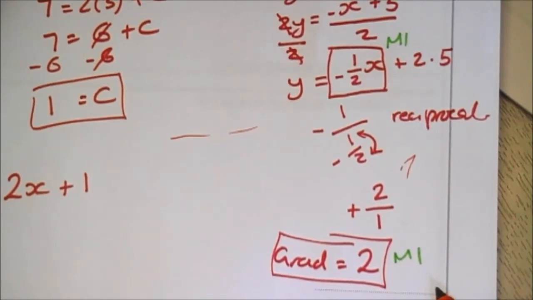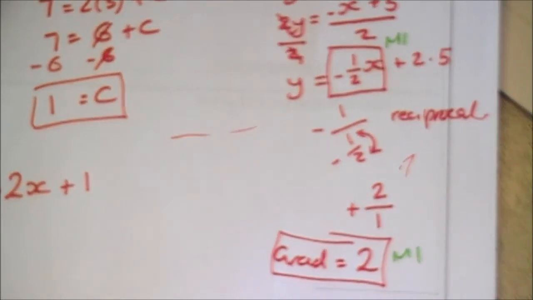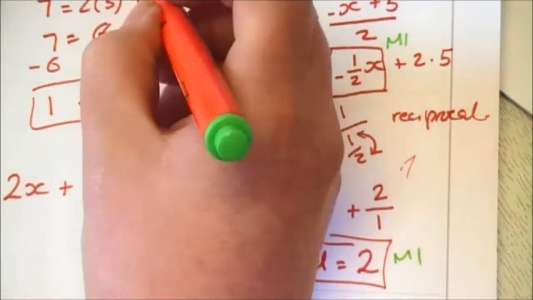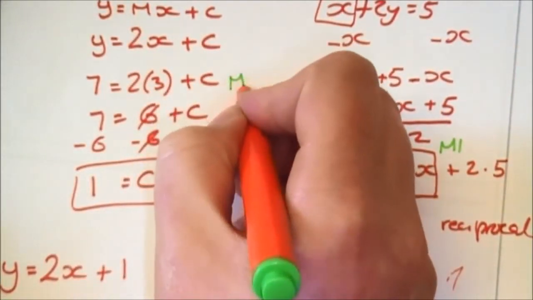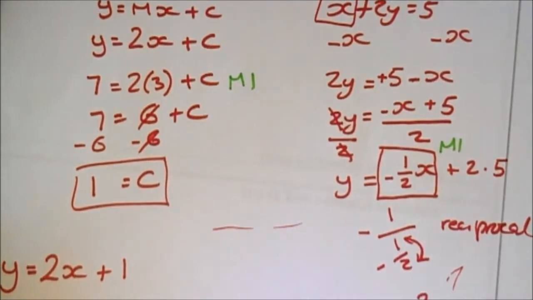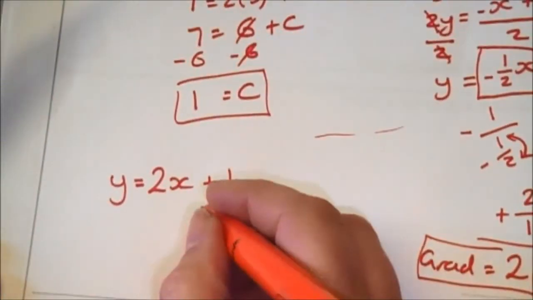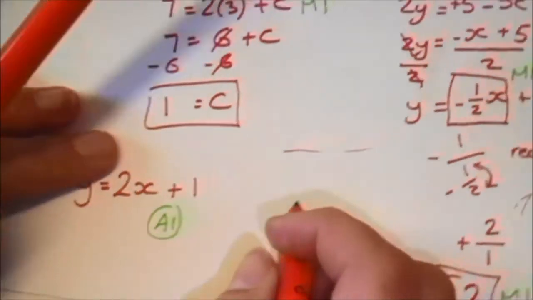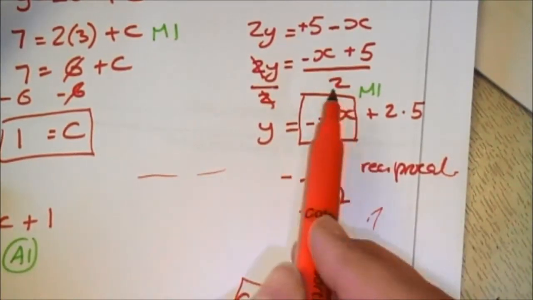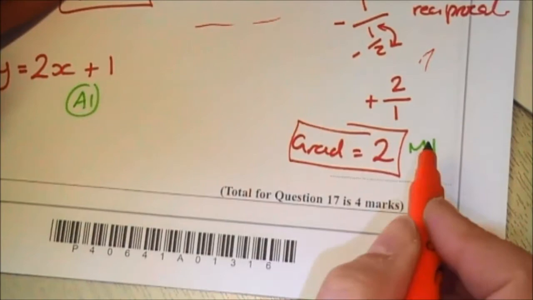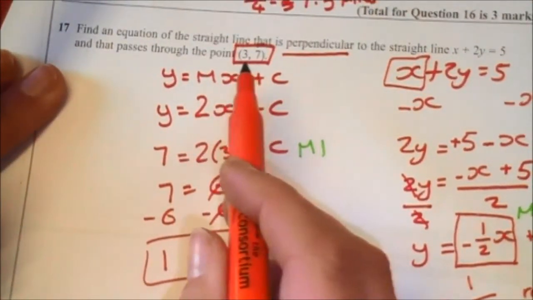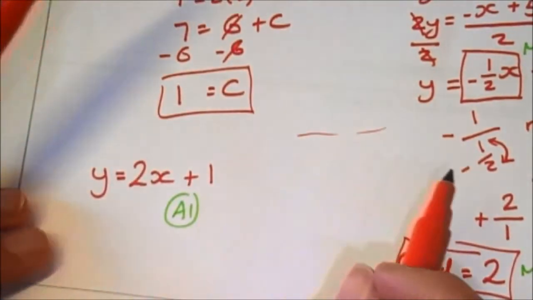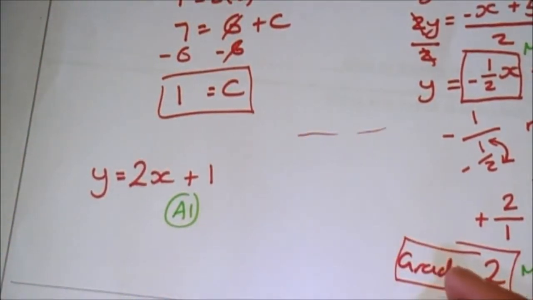And for the third mark, you need to substitute in when you've got it in the form of y equals 2x plus c, and subbing in. That's your third mark. Then your final mark is for getting the actual answer correct. So 1 mark for identifying the gradient is significant. Second mark for finding the new gradient. Third mark for substituting in your values for x and y that they've given you. And then your final mark is for getting the equation correct.